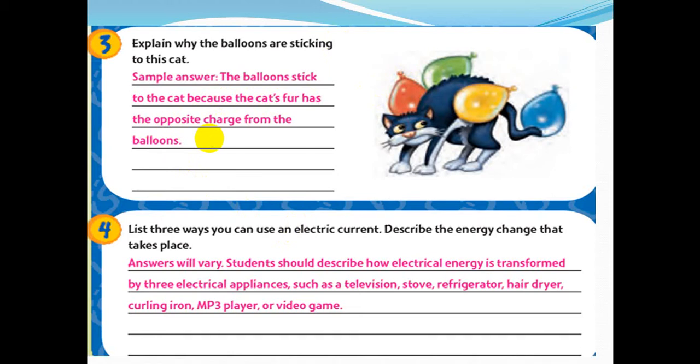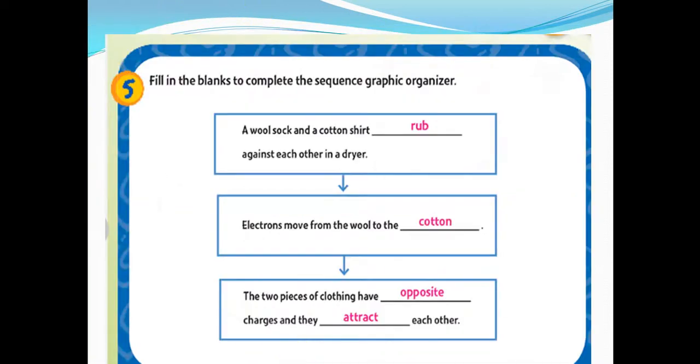Question number 4. List 3 ways you can use an electric current. The answer for this question is up to you. You can write here anything you can use the electric current for. For example, TV, stove, refrigerator, hair dryer, MP3 player, video game, etc.